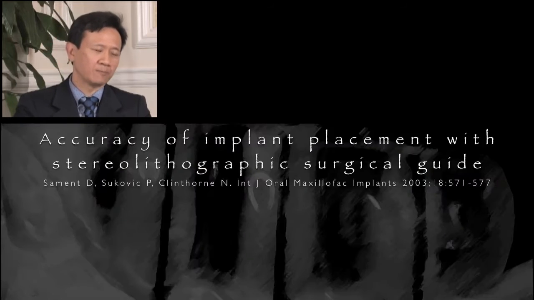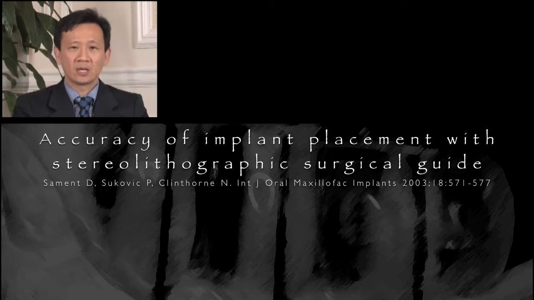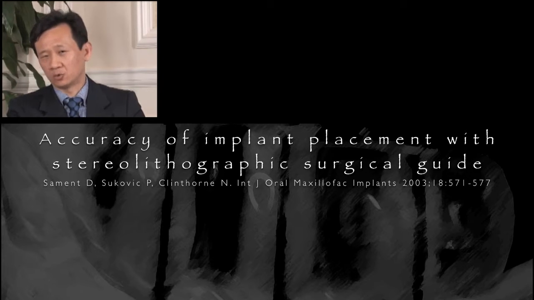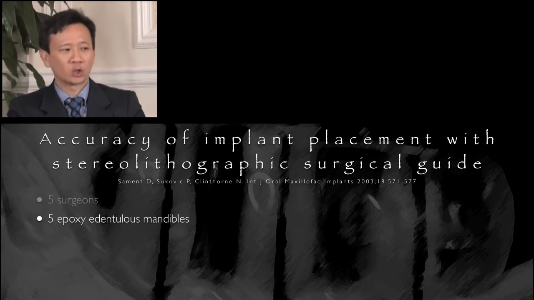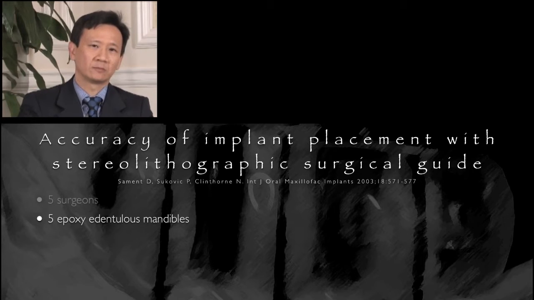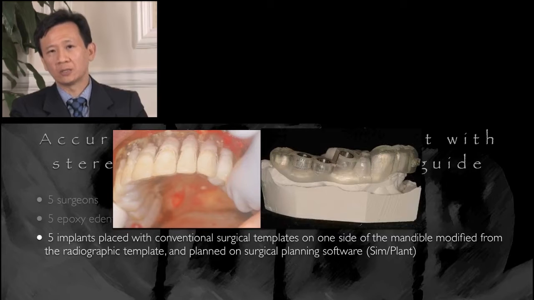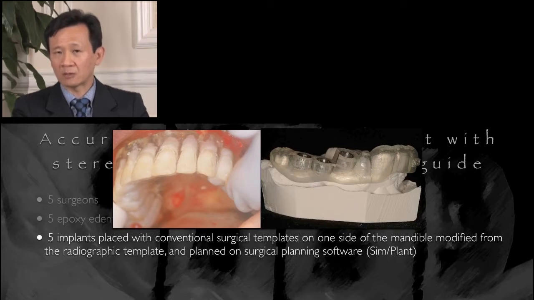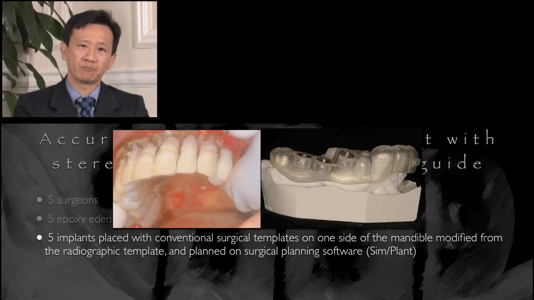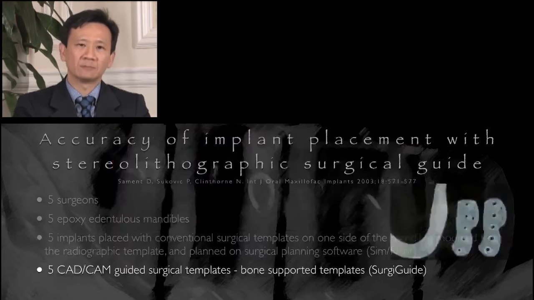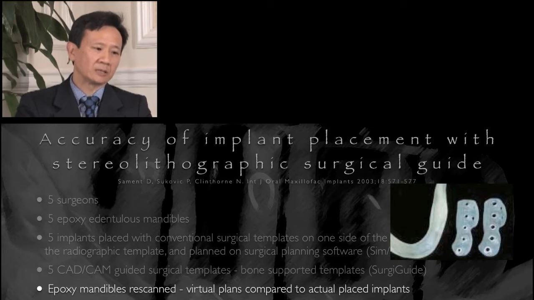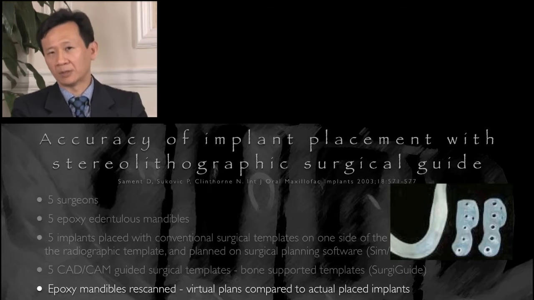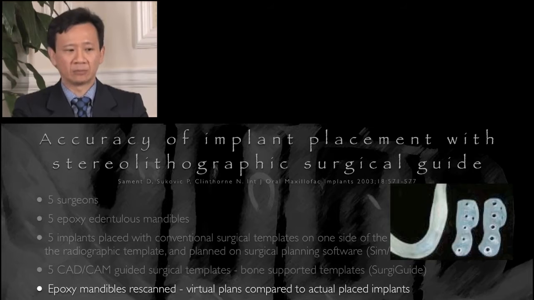Well, interesting is that Cement looked exactly at that. He wanted to make a comparison between the traditional surgical template and a CAD/CAM surgical template. He took 5 surgeons and looked at 5 epoxy edentulous mandibles. And they planned implants using a radiographic template and taking that radiographic template and converting it into a surgical template based upon the CT scans. And in comparison, made 5 CAD/CAM templates from the surgical planning and then placed the implants and made a comparison between the planned implants and the surgically placed implants.